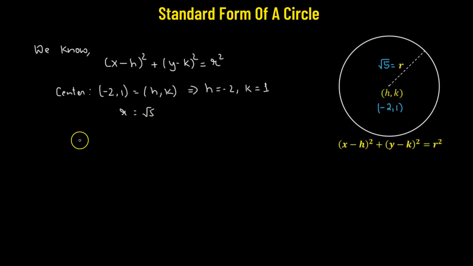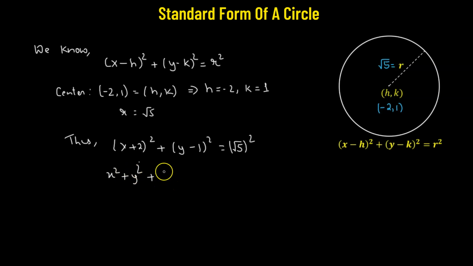So therefore we have x minus negative 2, which becomes positive 2. So we have x plus 2 whole squared, added to y minus k, where the k value is 1, so y minus 1 whole squared, equals the radius square root of 5 squared. So this is the standard form of the circle, and we can further simplify this by expanding it. We get x squared plus y squared plus 4x minus 2y equals 0. So this is going to be the equation of the circle.